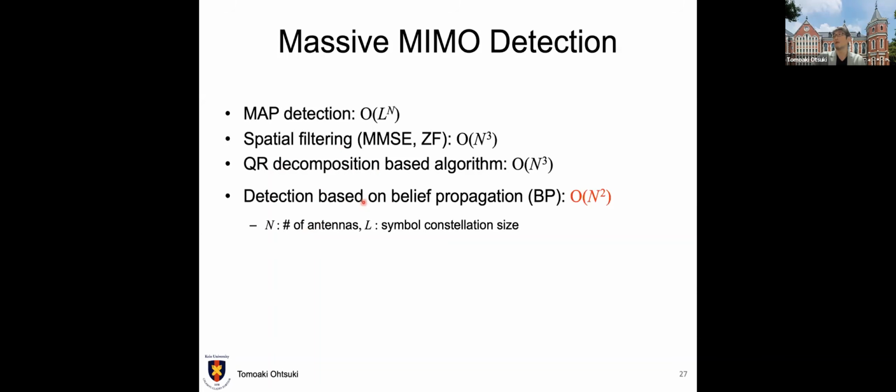If we look at the complexity order in terms of the number of antennas and the symbol constellation size, popular techniques like spatial filtering and QR decomposition have an order proportional to n cubed. Because n is large in massive MIMO, this results in a high computational complexity that we have to worry about. On the other hand, BP-based detection has a low order, like n squared. It doesn't achieve the best performance, but reasonable performance with lower complexity. That's why, including us, some people are doing research on detection based on BP.